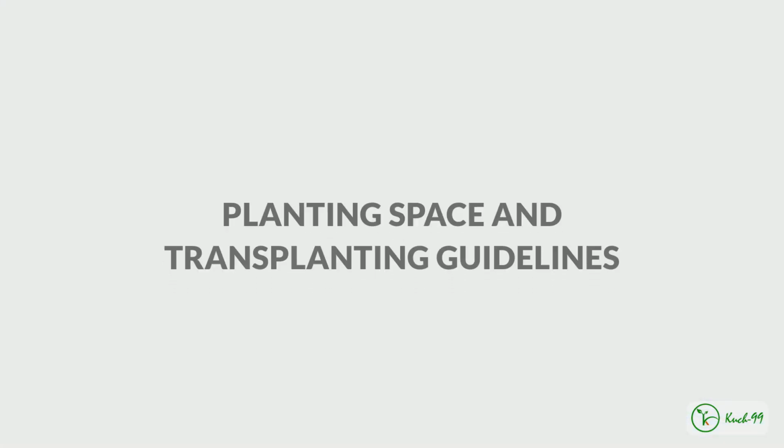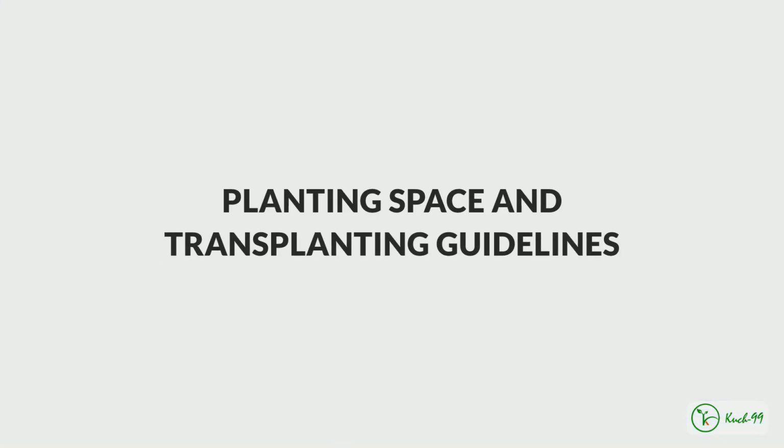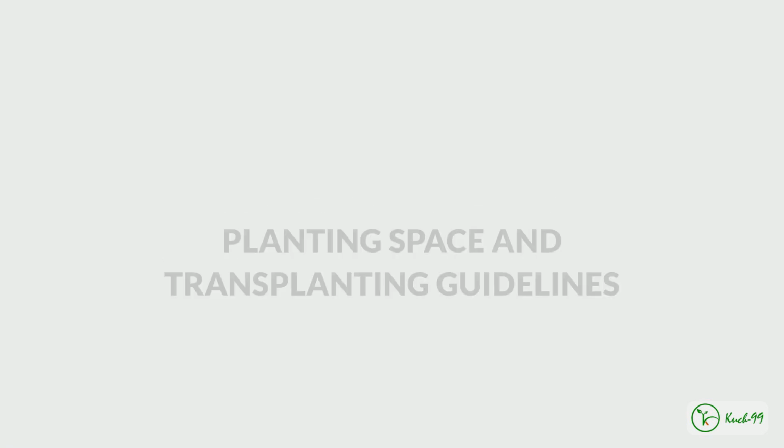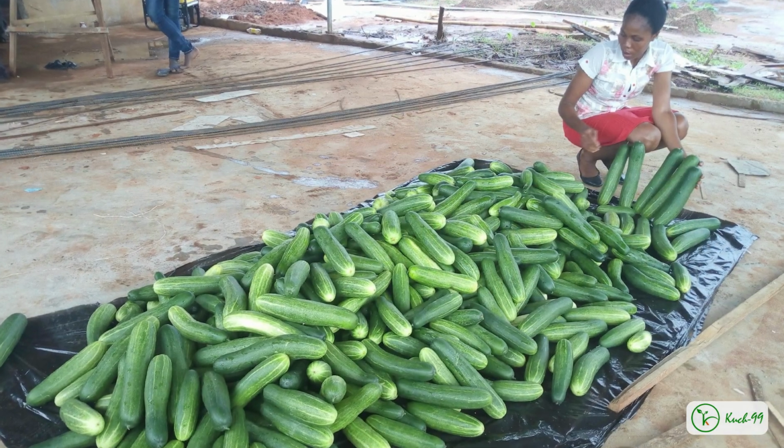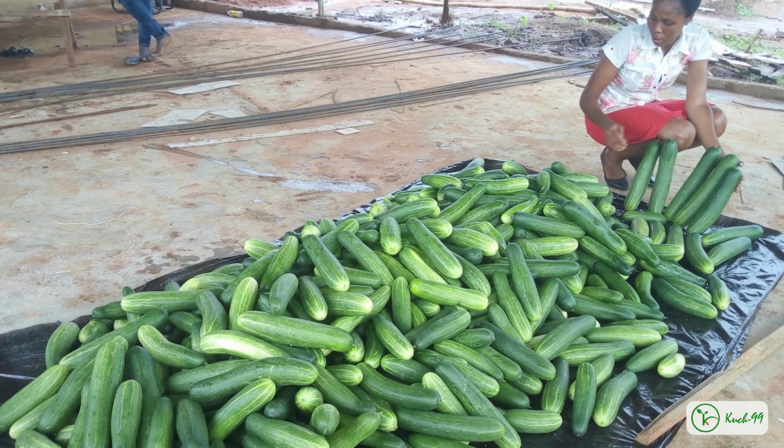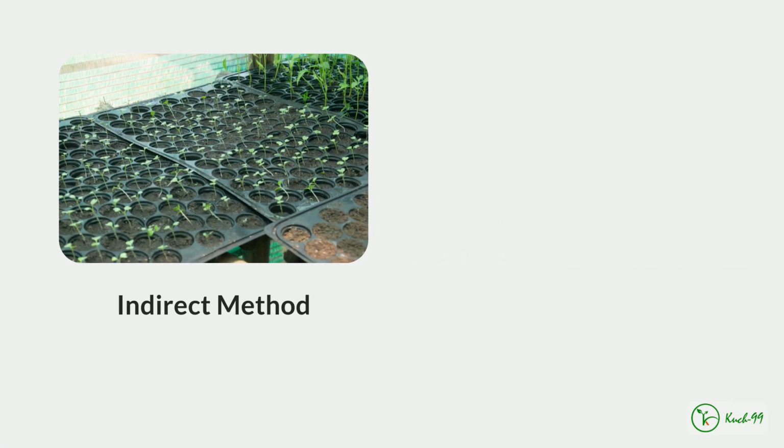Now let's talk about planting space and guidelines in planting and transplanting of your cucumber. As I mentioned earlier, there are guidelines in planting your cucumber. Cucumber actually is one plant that you can plant directly. There are different methods of planting crops in the farm. There is the indirect method and there is the direct method.